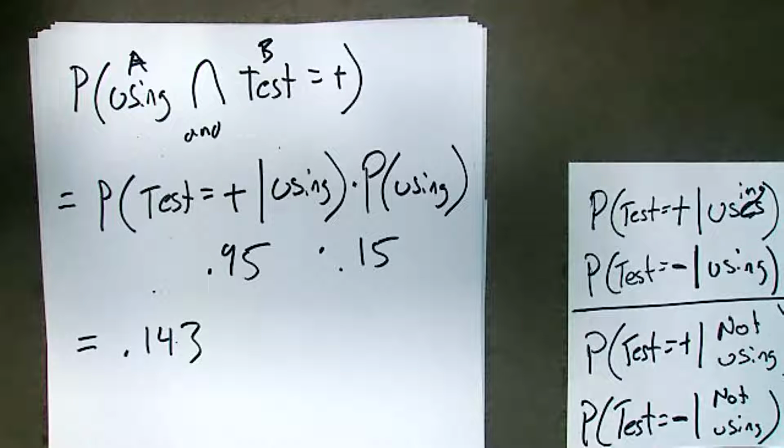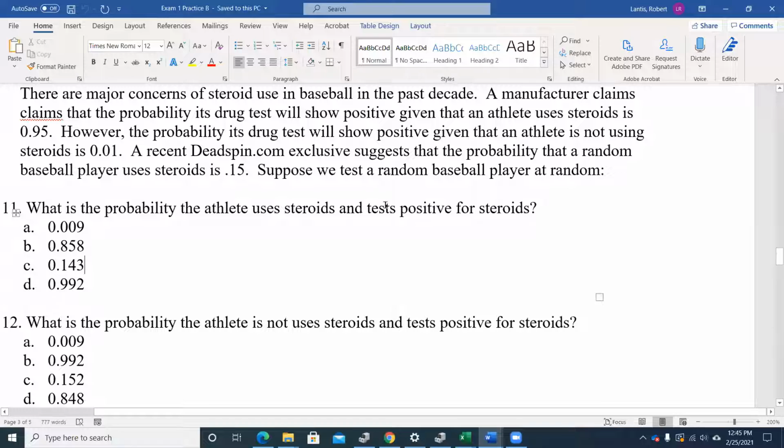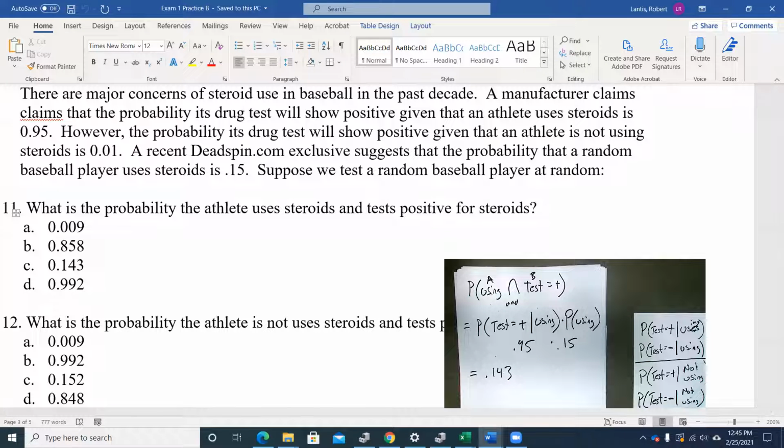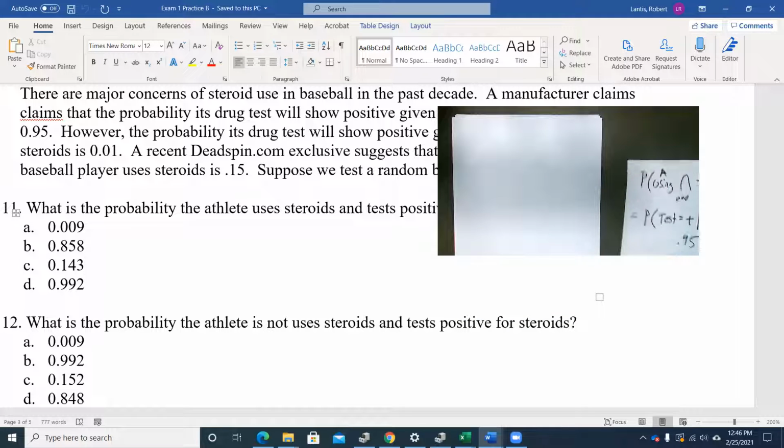Okay, awesome. Glad that worked. All right, so now we'll go to the next problem, and do the same sort of thing. I'll leave this up here so as I'm writing, you can see. What's the probability an athlete is using steroids and tests positive?